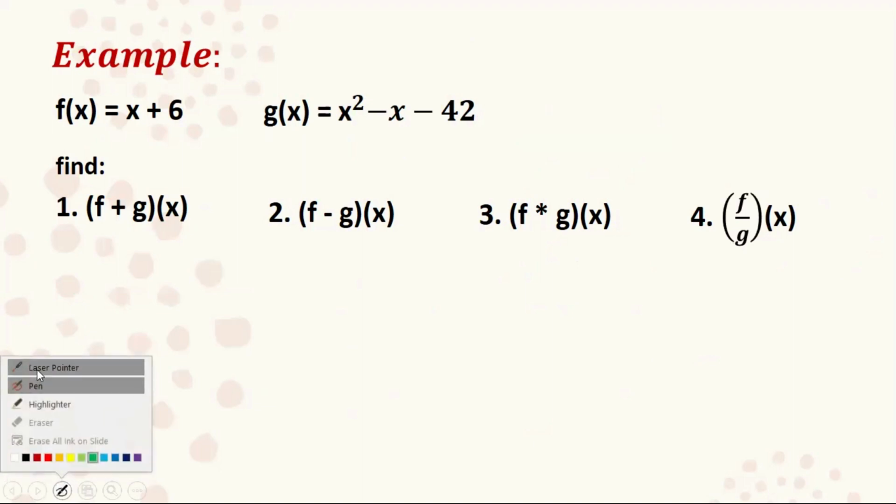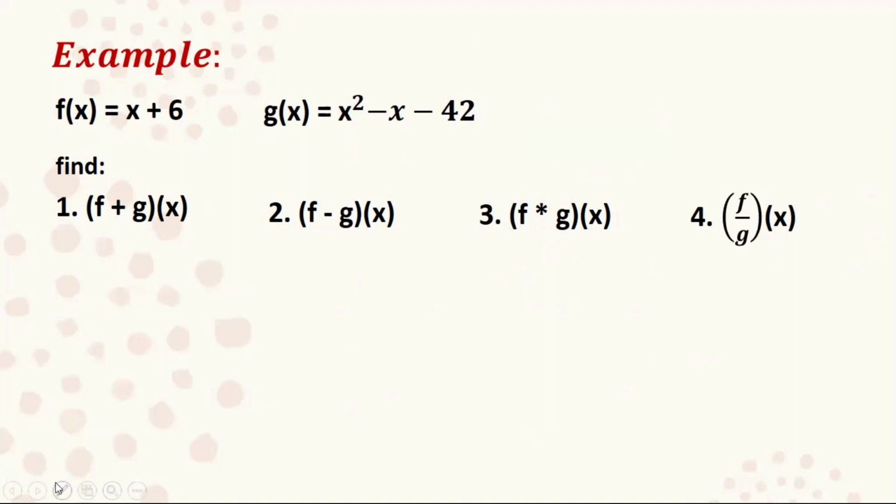So let us now try this. Given these two functions, f of x is equal to x plus 6 and g of x is equal to x squared minus x minus 42, in number 1, you are asked to find the sum of these two functions. So this expression can also be expressed as f of x plus g of x. So let's do the substitution, class. f of x is x plus 6, while g of x is x squared minus x minus 42. Then what do we do next?